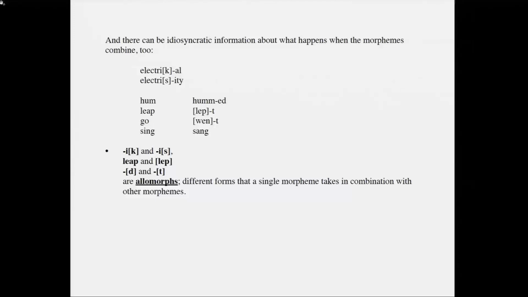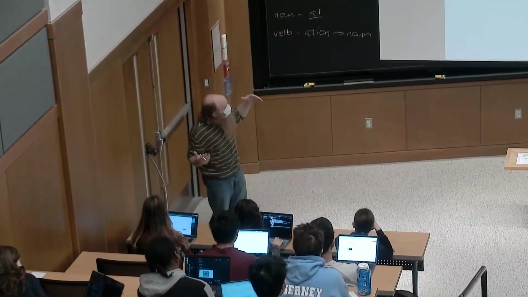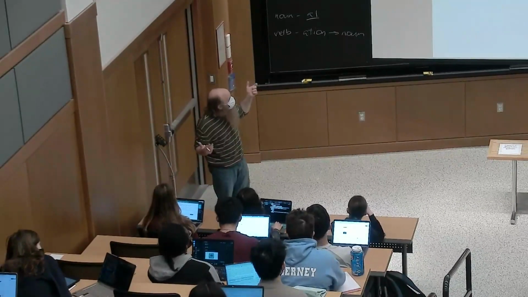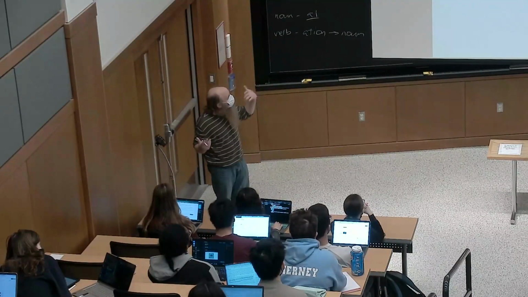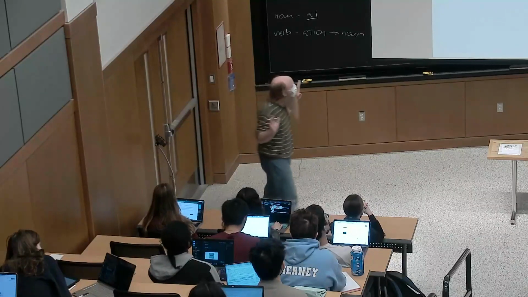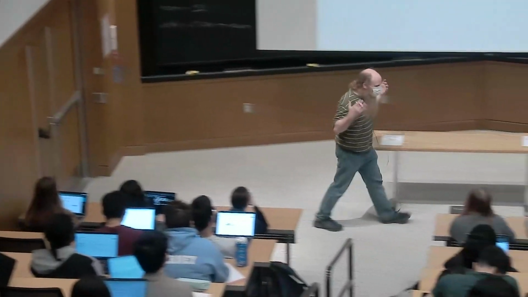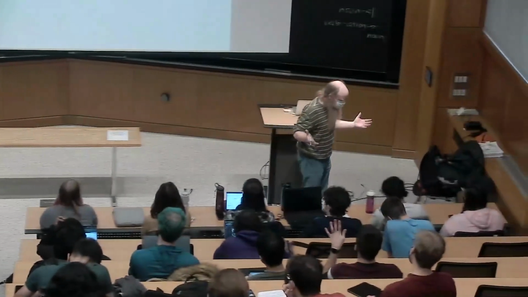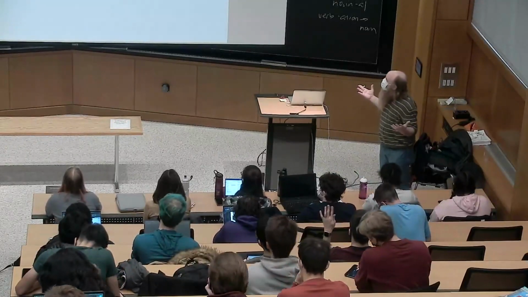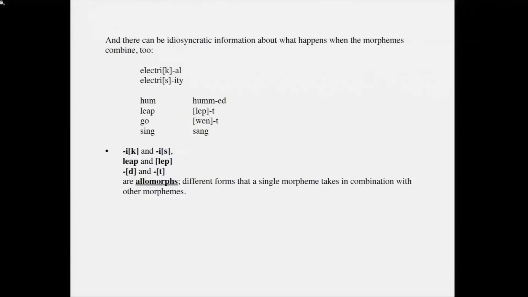That's the quick and dirty way of describing everything that's on the screen here. The technical term for what's going on here: when you have a morpheme that has two different forms, or multiple different forms, sometimes it's more than two, the different forms of a morpheme that it takes under different morphological circumstances are called allomorphs. So we say that, for example, the D and the T past tenses are two allomorphs of the past tense, or that leap and lept are the allomorphs of the verb leap, the verb that means jump.